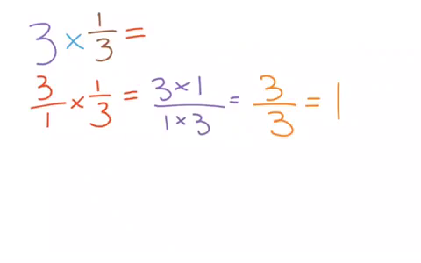Okay, so right here we have 3 times 1/3. So the first step here is to put our whole number right here over 1. Multiply it by the second fraction. 3 times 1 is 3. 1 times 3 is 3. And when we simplify our answer, it's going to equal 1.